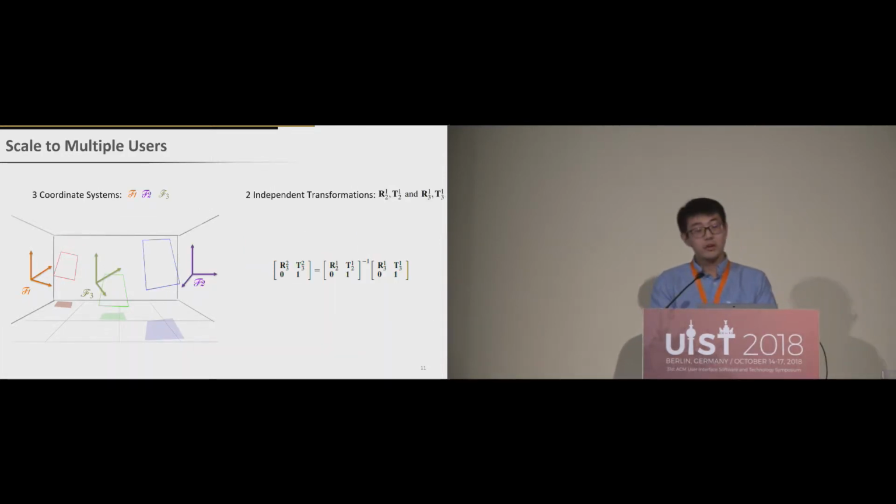Up until now, we offer an instant registration for spontaneous collaborations between two users. How about for multiple users? For example, 3 users. We need to resolve 3 rigid body transformations. However, only 2 of them are independent. We formulate the 2 optimization problems separately, and then we can resolve the independent ones first. Then we derive the 3rd one, as shown in the formula.